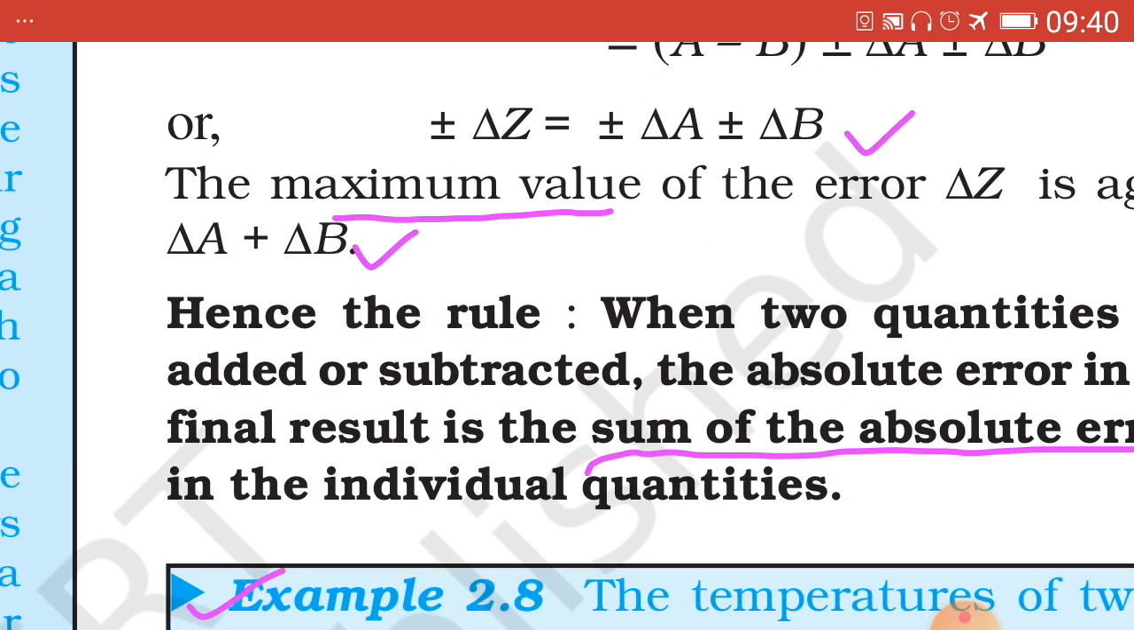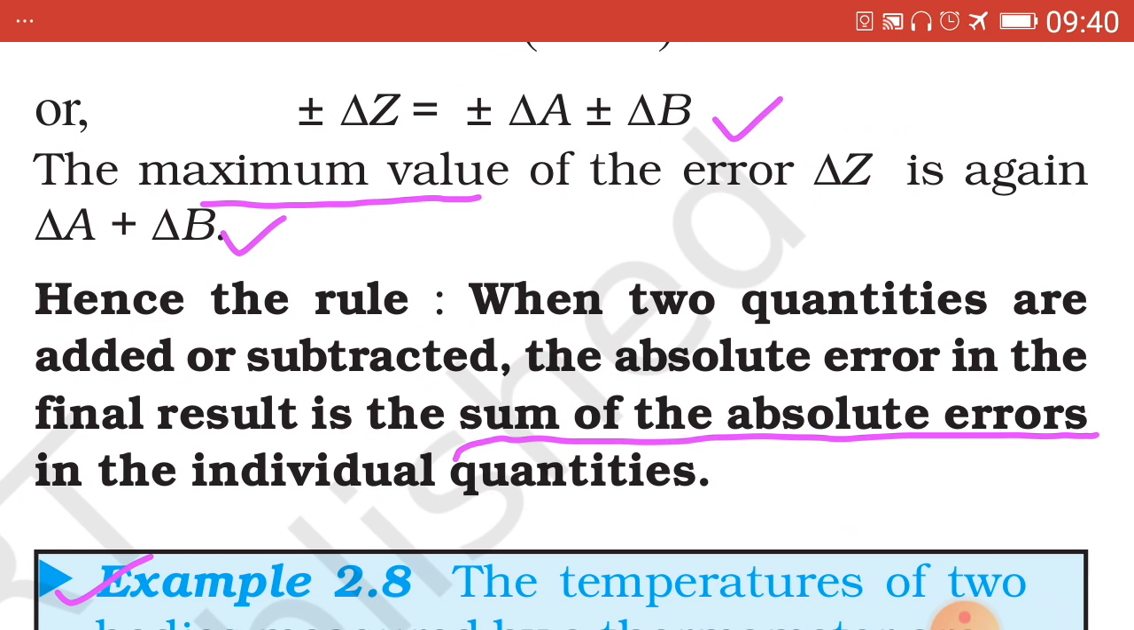In short, in addition or in subtraction, both absolute errors are always added in the maximum value, that is maximum possible error in Z, and hence the rule is when two quantities are added or subtracted, the absolute error is the sum of the absolute errors in the individual quantities. This rule will be important for solving numericals.